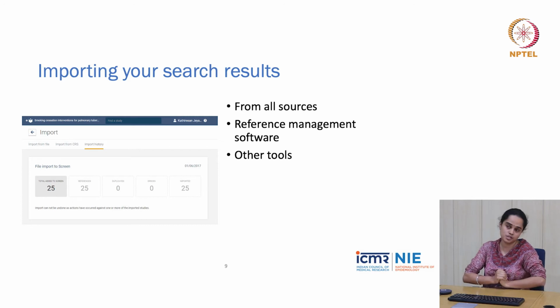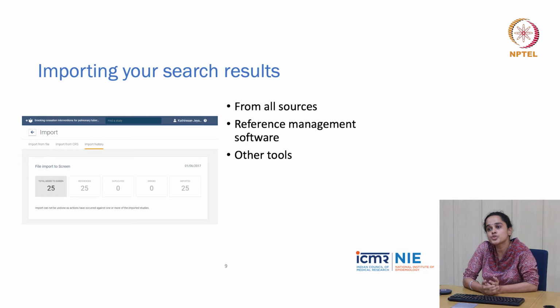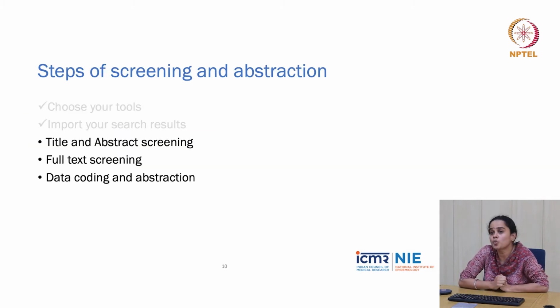You could use a reference management software like Mendeley or Zotero, or you could use any of the other ones like Covidence, like I mentioned. There are other tools which are also available. So once you have imported, so basically you have all your search results in one place. Now the first step is to do your title and abstract screening.